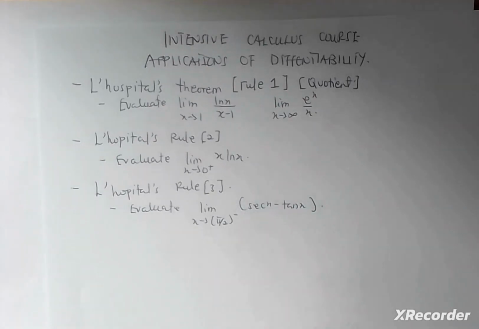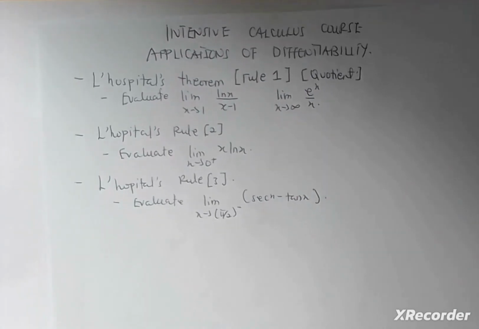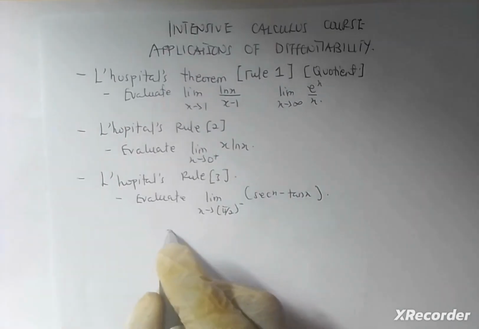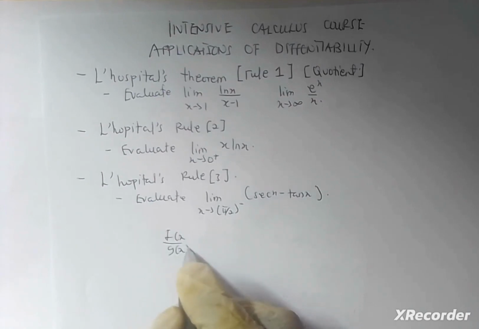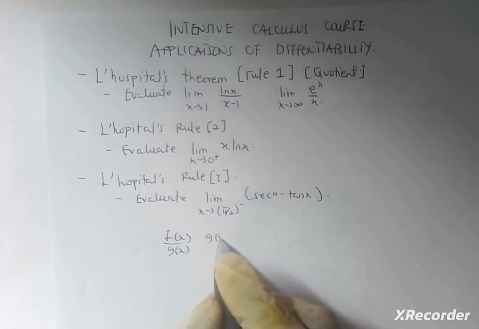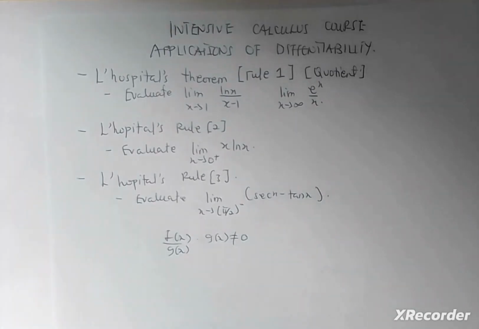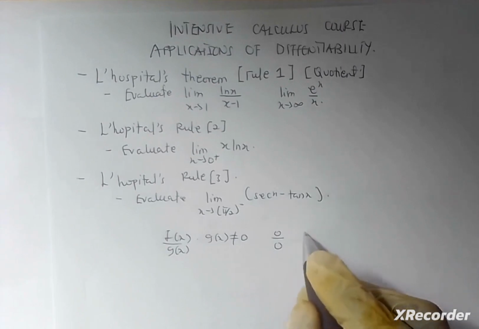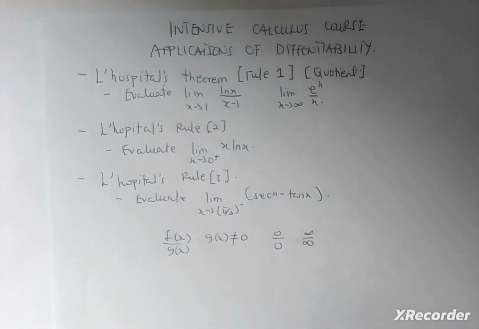Rule 1 deals with quotients. If you have quotients as a function, which we call a rational function, f of x over g of x, where g of x is not equal to 0, we say it is a rational function. When we are given a limit of any rational function and you get an indeterminate form, for example 0 over 0, or infinity over infinity, these indeterminate forms can be solved simply by applying L'Hopital's theorem.